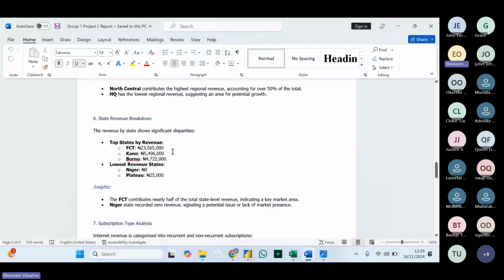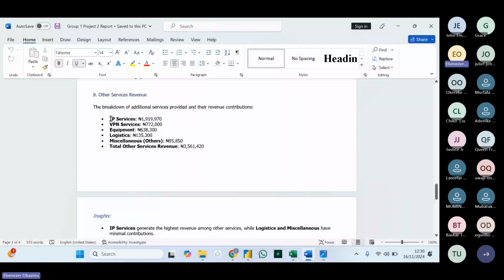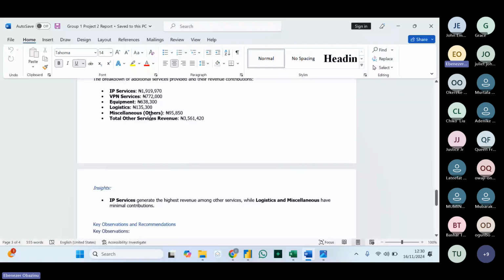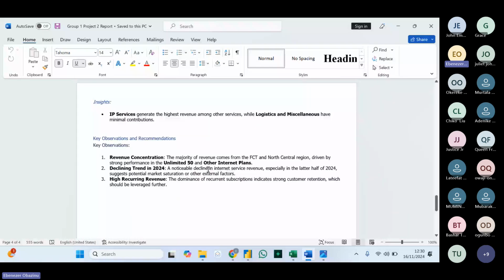Okay. So by state, FCT is the best performing state, while Borno is the least performing state. We also have this here for revenue from other products. So the key observation from this project is that the majority of the revenue comes from FCT and North Central region. So the company should focus more on that in terms of campaign. While for states and regions that are performing poorly, probably the company can give them discounts or do some campaign or promo to be able to attract customers from there.